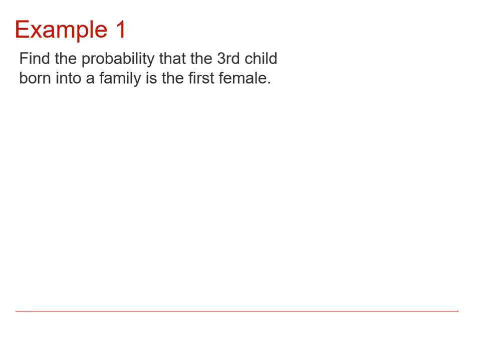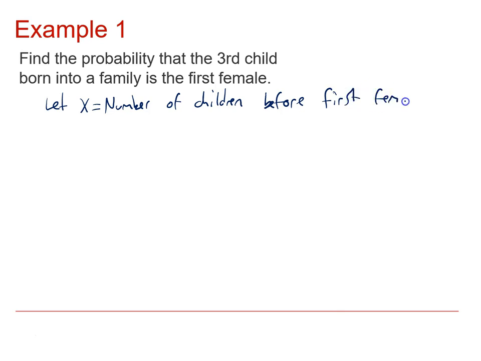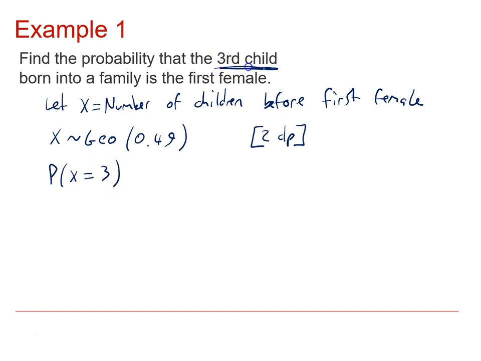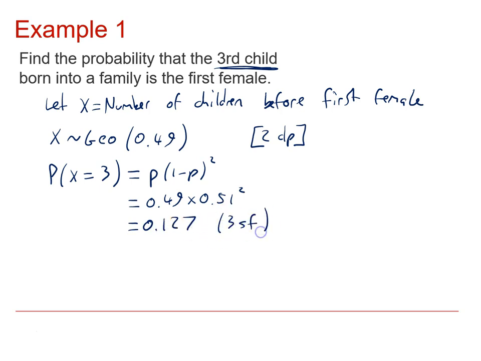If you're approaching this using a geometric distribution, we would say let X equal the number of children before the first female, and X is distributed geometrically with probability of success 0.49 to 2 decimal places. So the probability that X equals 3, so the third child is the first female, is equal to p times (1 minus p) squared, so that is 0.49 times 0.51 squared, which is 0.127 to 3 significant figures.